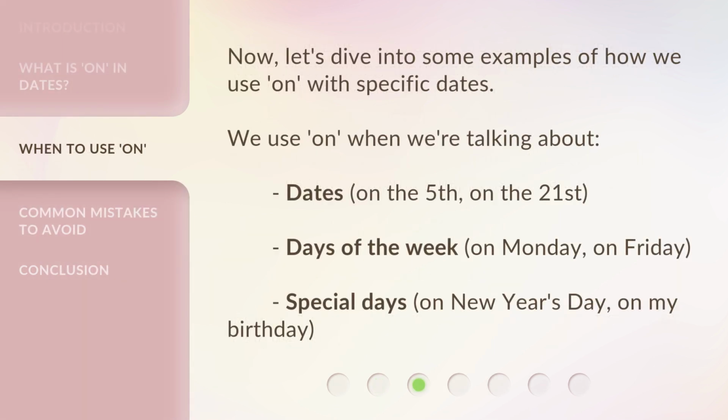Now, let's dive into some examples of how we use on with specific dates. We use on when we're talking about dates: on the 5th, on the 21st; days of the week: on Monday, on Friday; special days: on New Year's Day, on my birthday.